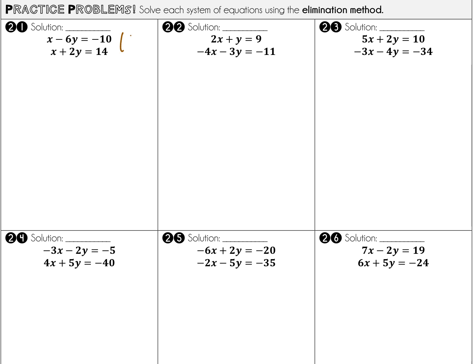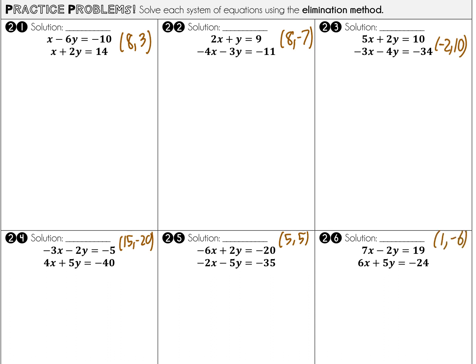Number 21, the solution was 8, 3. Number 22 had the solution 8, negative 7. Number 23 has the solution negative 2, 10. 24's solution is 15, negative 20. Number 25 is 5, 5. And number 26 is 1, negative 6.